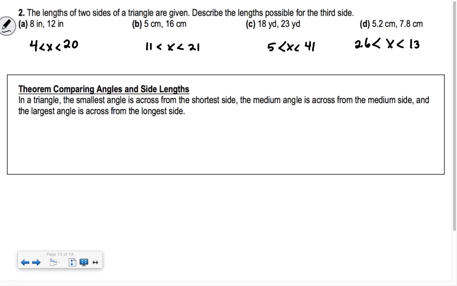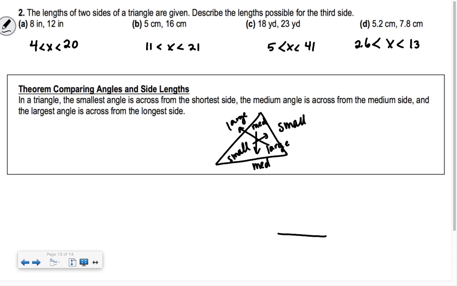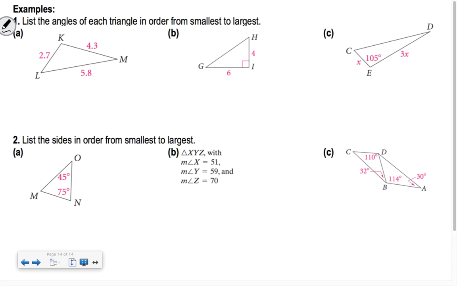Perfect. All right, so the theorem comparing angles and side lengths, I've also kind of mentioned this to you before. If you have a small angle, it's across from the smallest side. If you have the medium, it's across from the medium side. And if you have the large angle, it's across from the large side. If you think about something that has a really obtuse angle, I think that makes sense. If you think about the triangle, isn't this going to be the longest side across from this biggest angle? So it says list the angles of each triangle in order from smallest to largest.